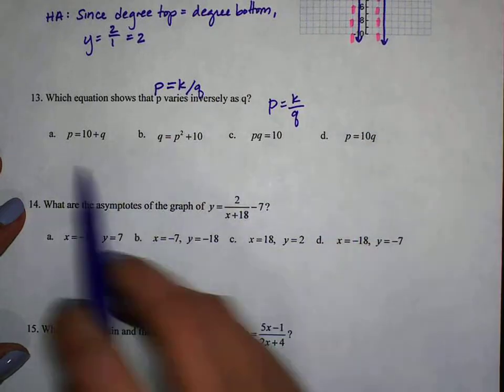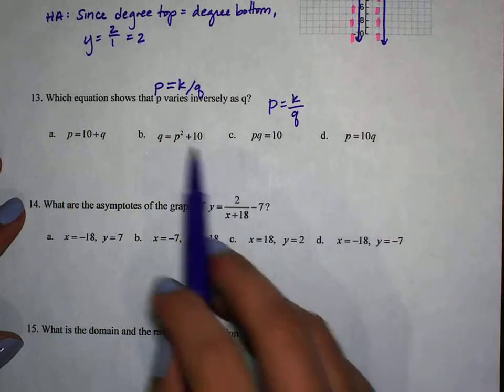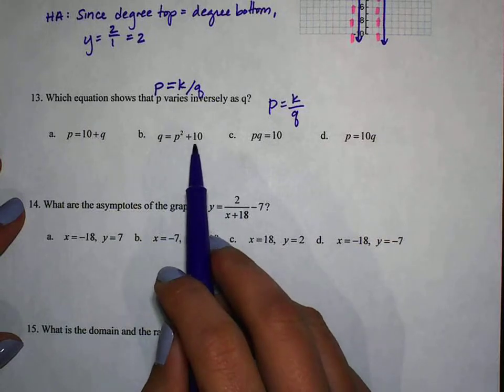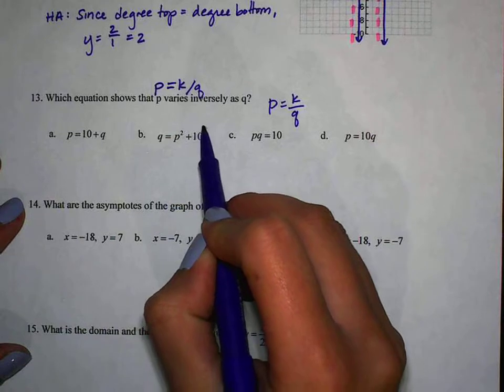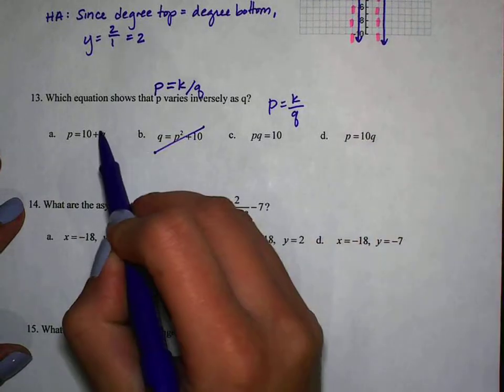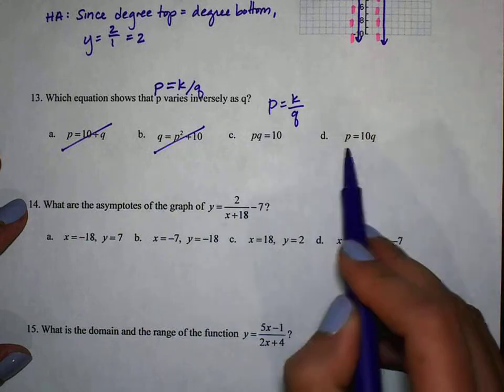What I'm going to do is actually look at my answer choices. And anytime you have something being added or subtracted, remember that's not variation. It has to go through the origin, so we're going to cross that out. We're going to cross A out. And then I'm left with C or D.